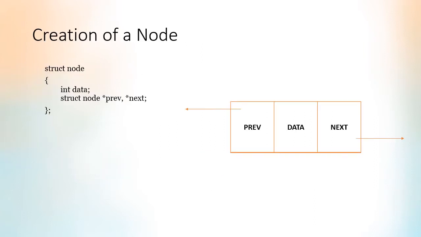Creation of a node. For creating a node, we can use a structure, struct node. Inside that, we can define the variables int data, struct node *previous, *next. So this is the structure of the node. We have a pointer to the previous node, a pointer to the next node, and the data part.